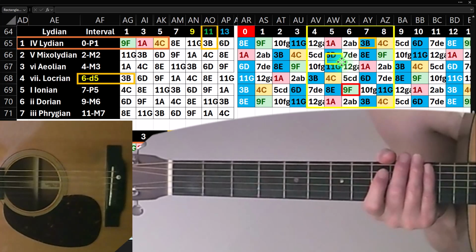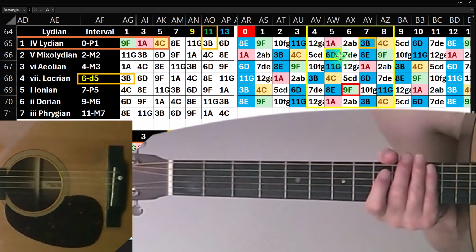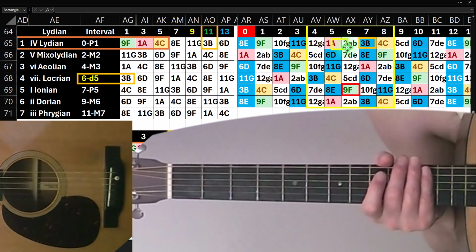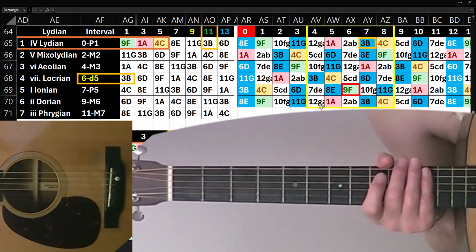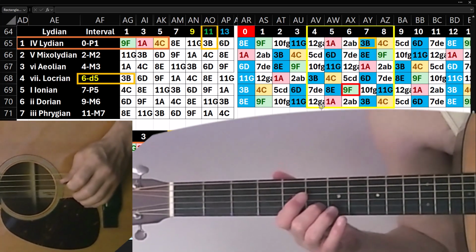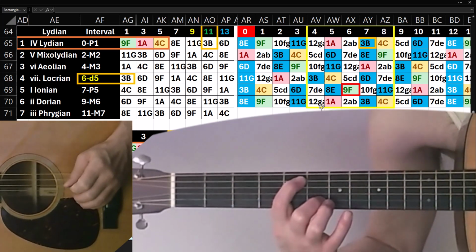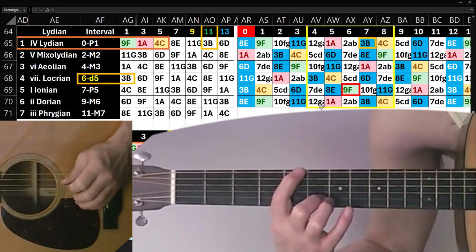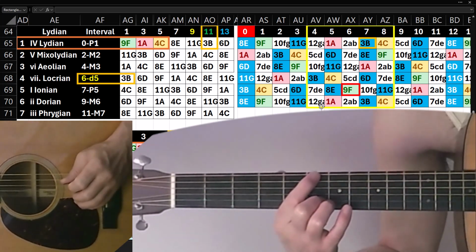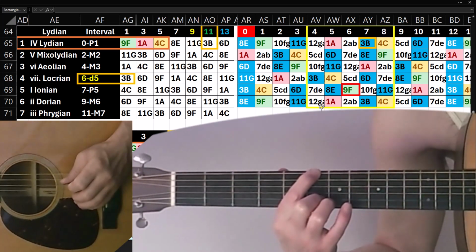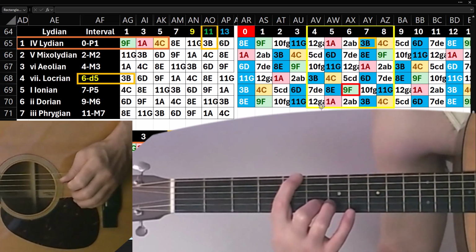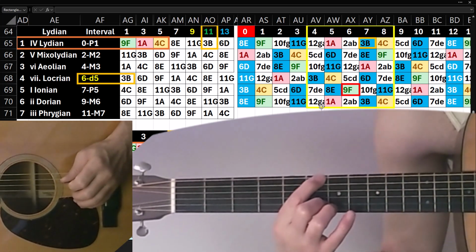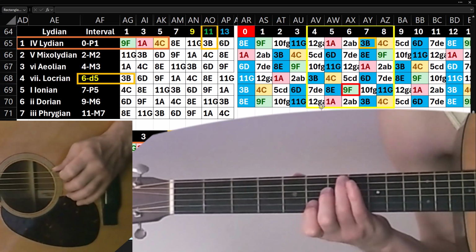-5, -10, -15. 15 minus 12 is -3 plus another 5 is 8, 7, 6. Let's count it out from here. Again. -5, -10, -15. 15 minus 12 is -3. 3 plus another 5 is 8. Wait a second. No, 7 and then 6. There it is. Okay.